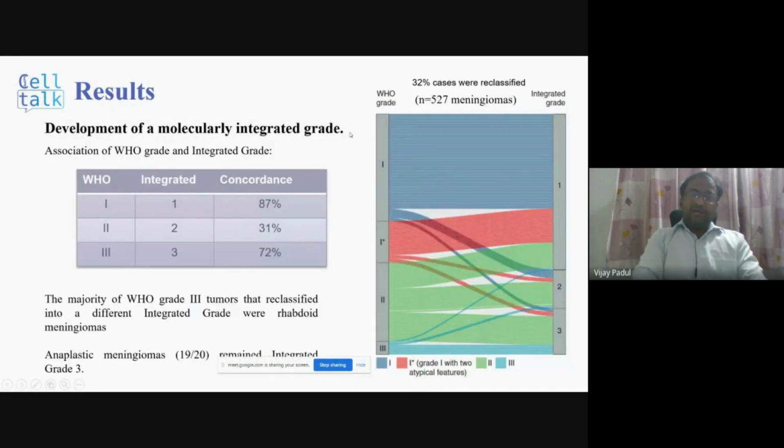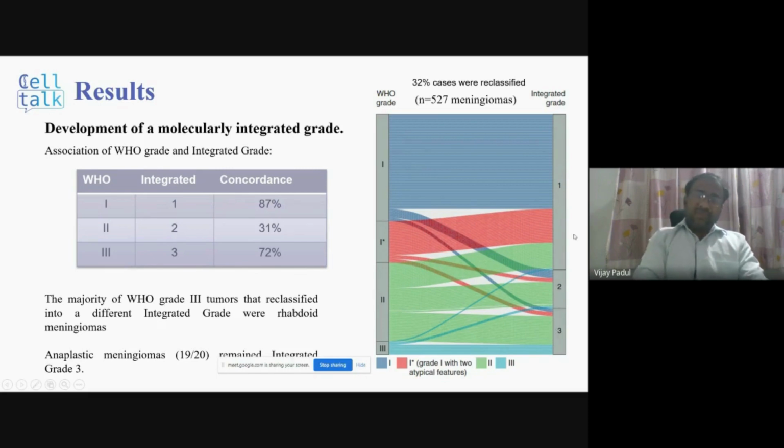So by this method, they reclassified these 527 meningiomas in their study cohort. So as you can see, a lot of reclassification took place. So 32% of the cases were reclassified. This shows WHO grade and this shows integrated grade. And as you can see, some of the WHO grade 1 were shifted to integrated grade 2 and grade 3, while some of the WHO grade 3 were shifted to integrated grade 1 and grade 2.